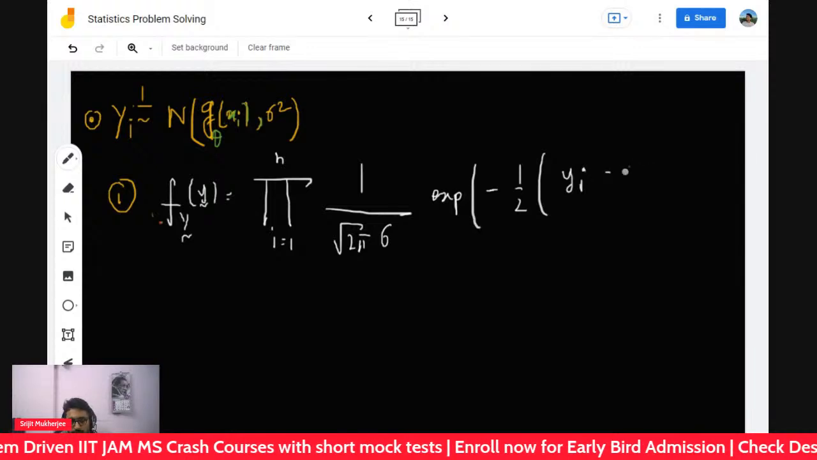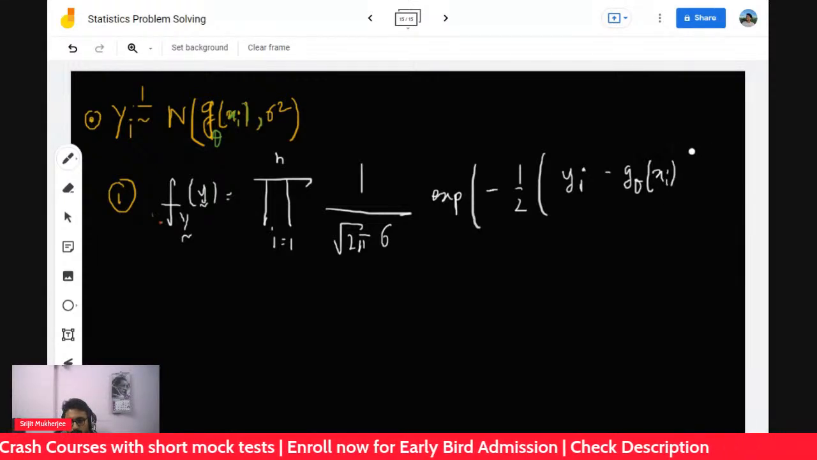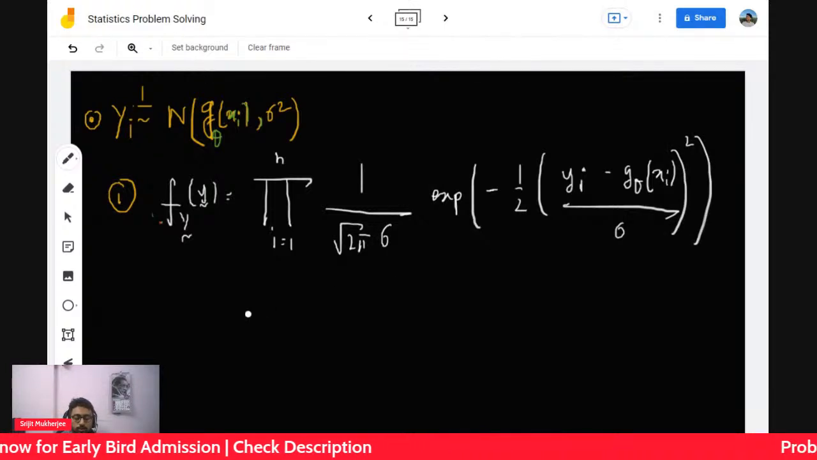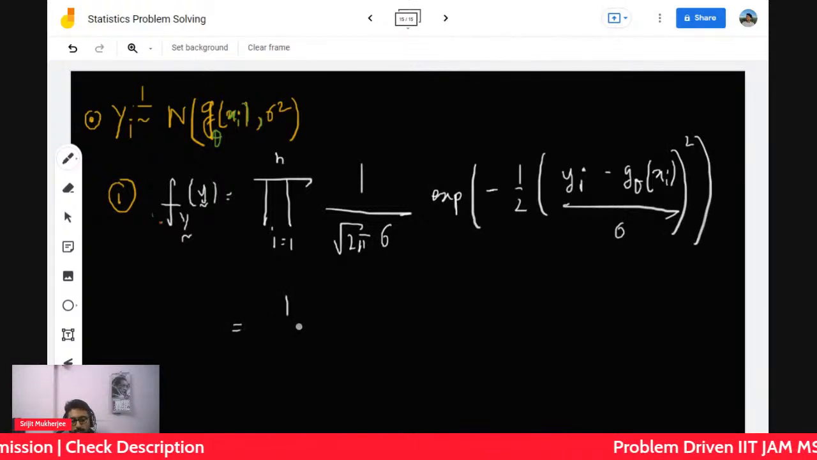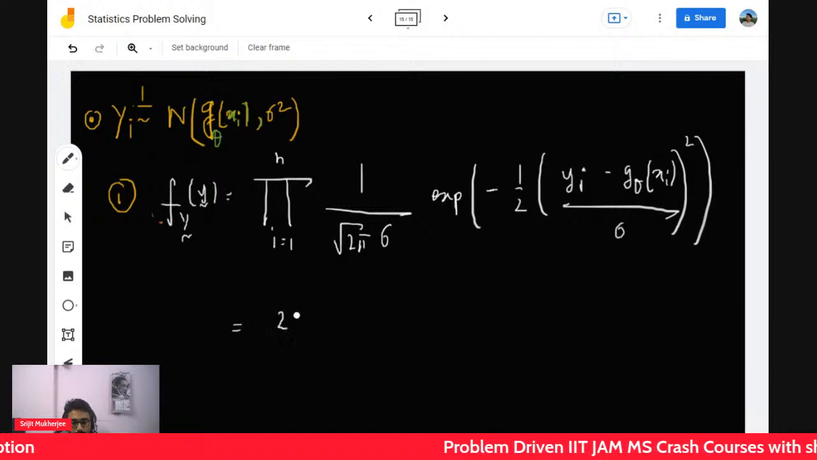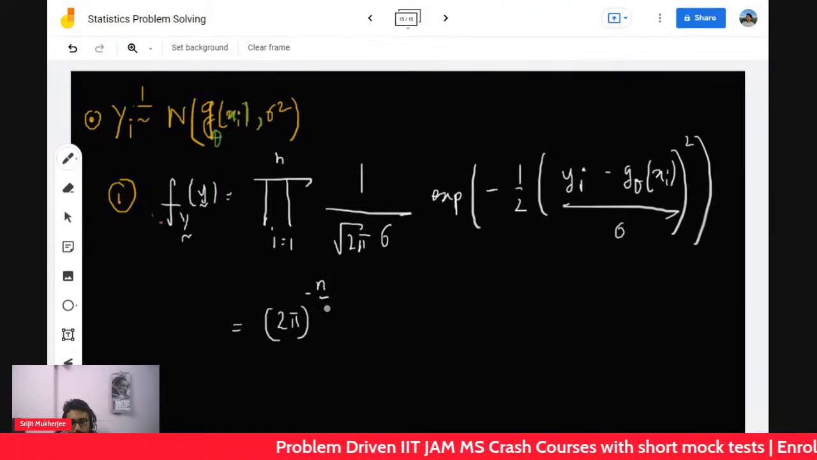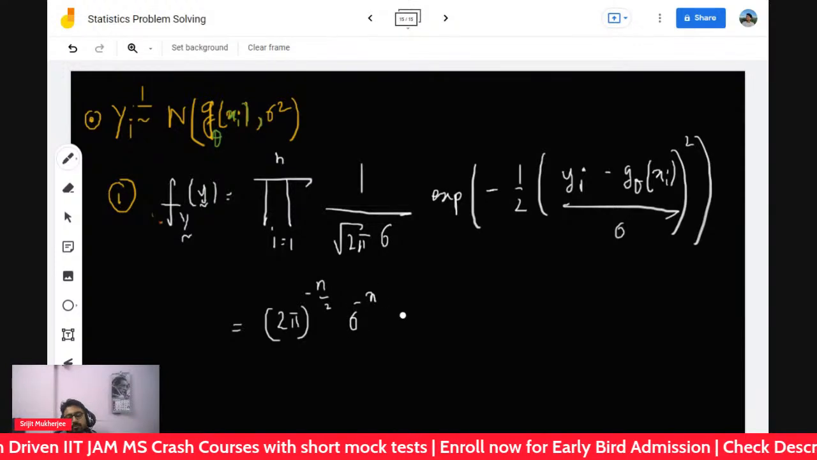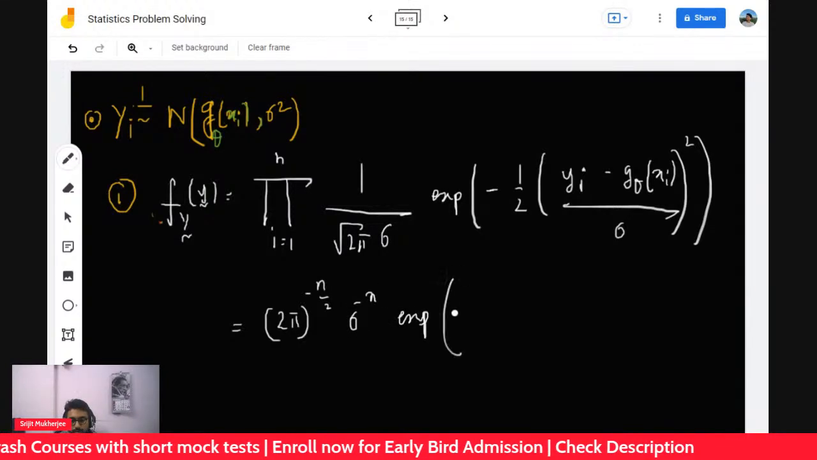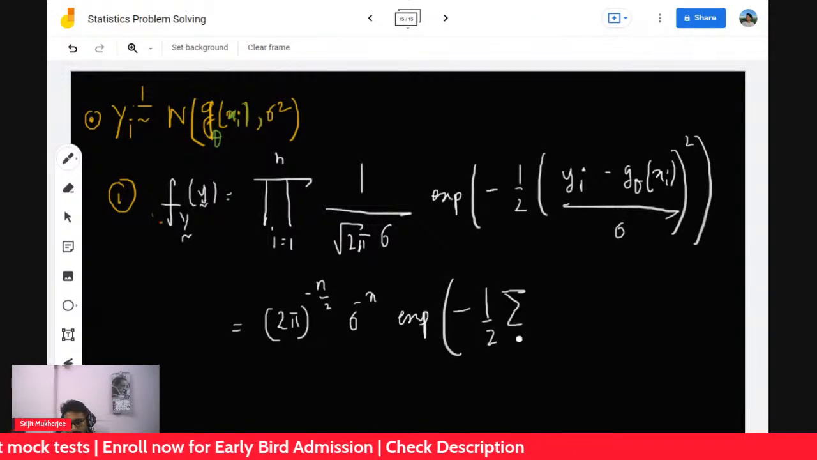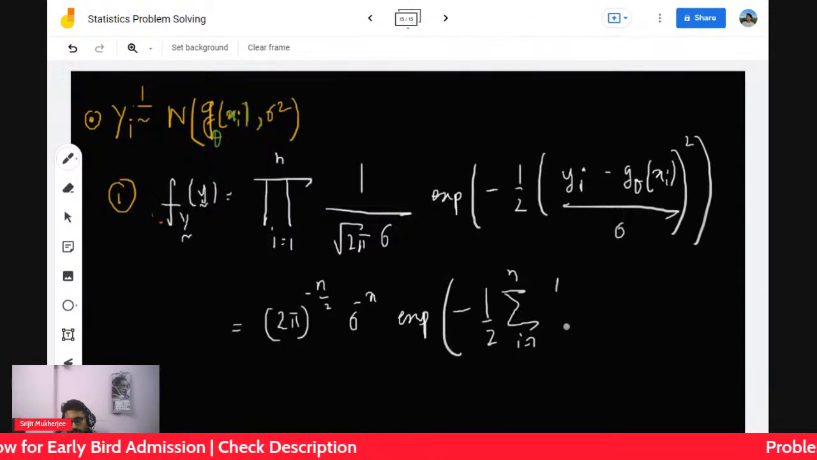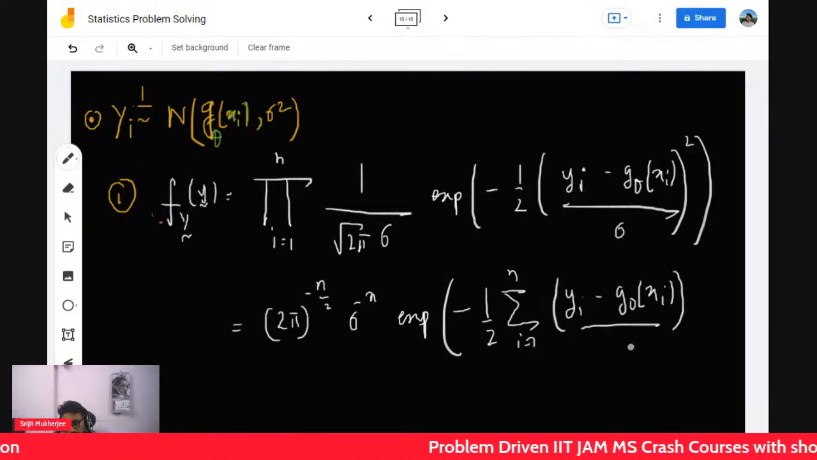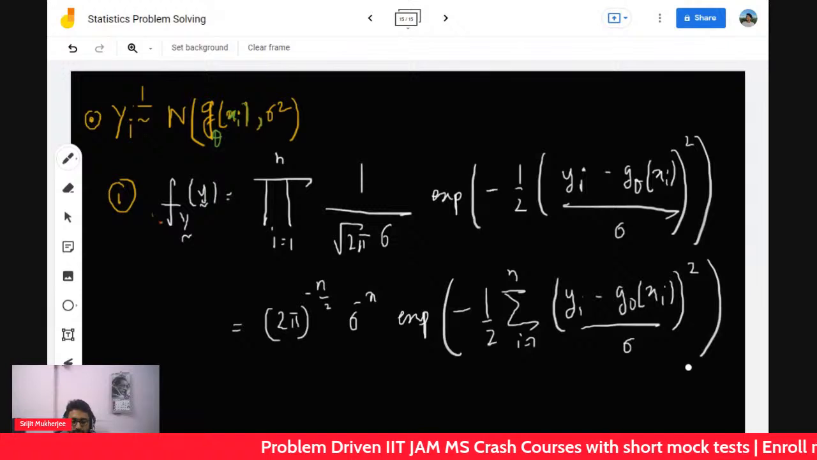yi minus g theta of xi by sigma, whole square. This is the joint distribution. And if you do the product, it will be root 2 pi whole to the power minus n by 2, into sigma whole to the power minus n, into exponential of minus half summation of i from 1 to n, yi minus g theta of xi by sigma, whole square, right?